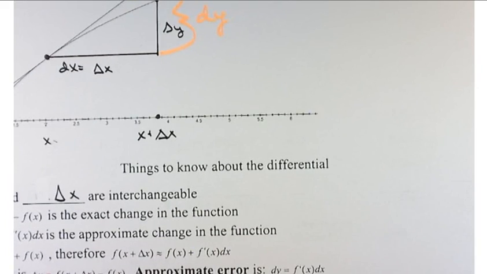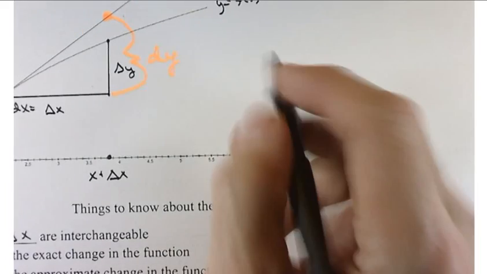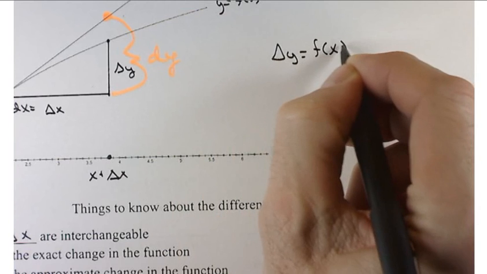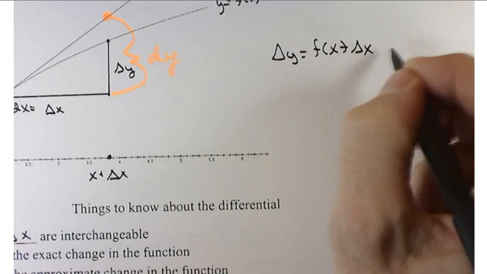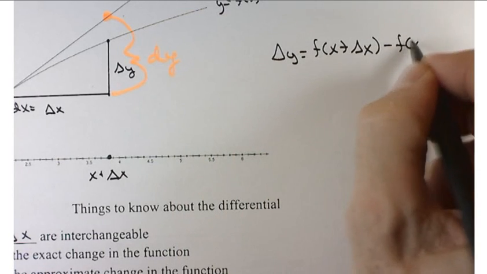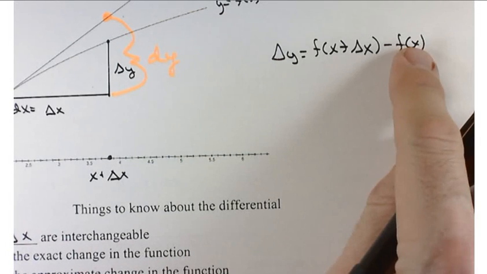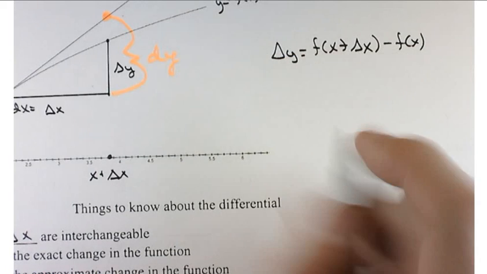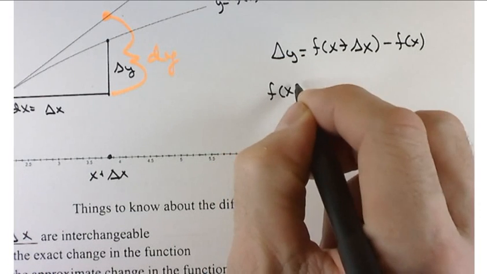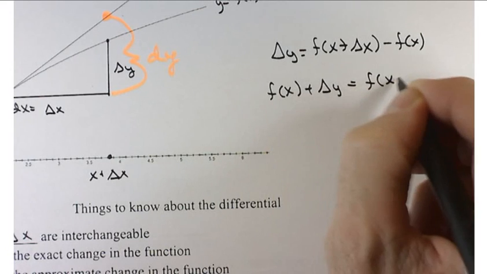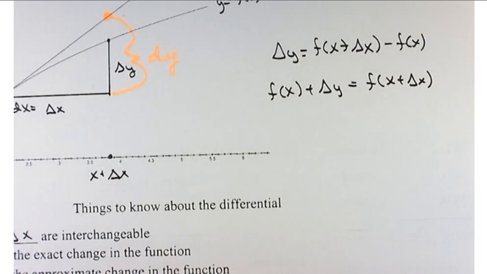And let me show you where we're going to get a different approach to that. It's going to start out with this, which is delta y is f of x plus delta x minus f of x. And I'm going to rearrange this a little bit. I'm going to move this f of x to the other side. So we'll call it f of x plus delta y equals f of x plus delta x.